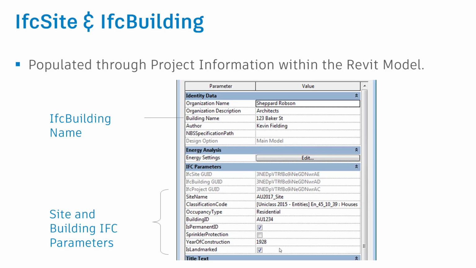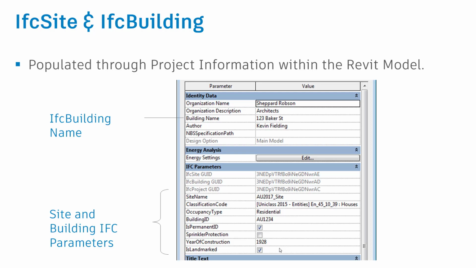Additional information, so IFC site information, IFC building information, all this can be defined at the project information level inside the file. Again, some of this is done by default, so things like your building name come from your building name parameter, which is native, but you can add some additional IFC ones to control your site and building information, such as your building ID, is it landmarked, so that might be particularly important if you're working on listed buildings, that sort of thing.